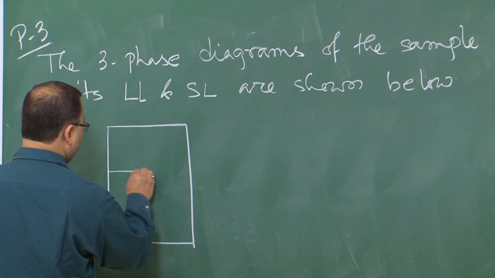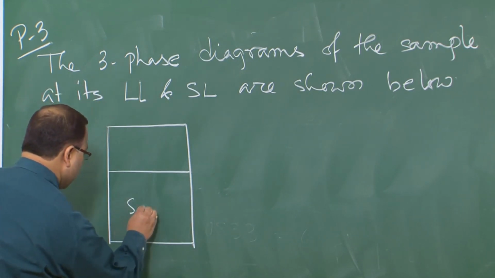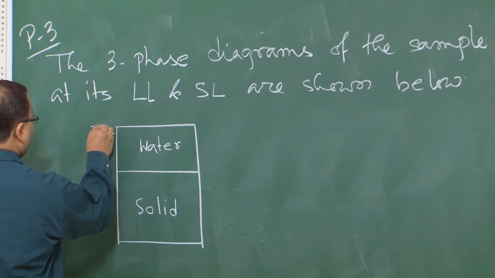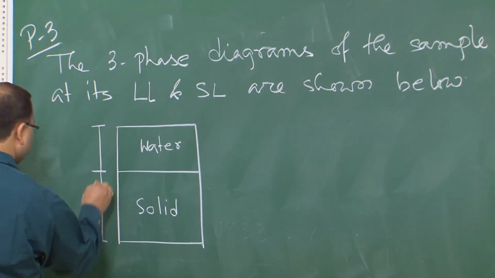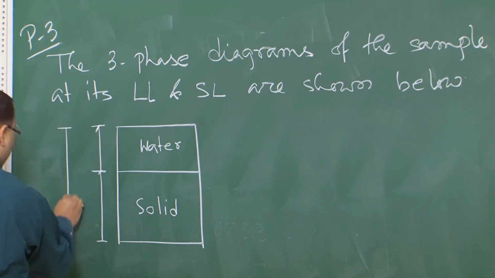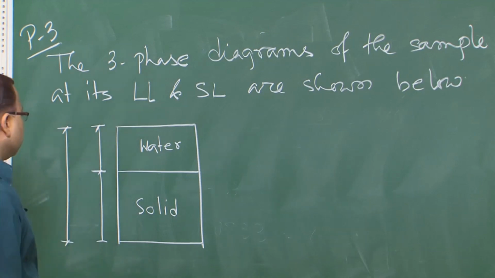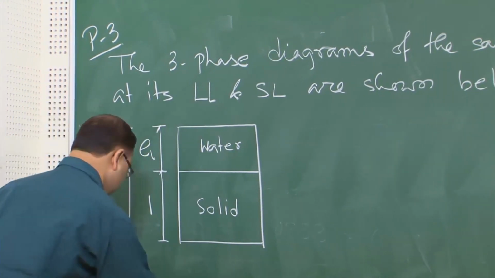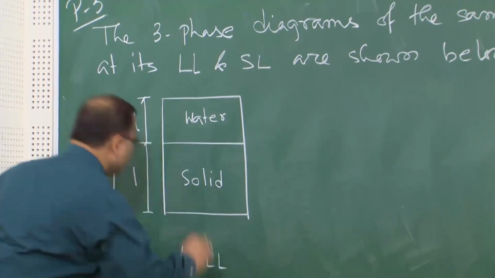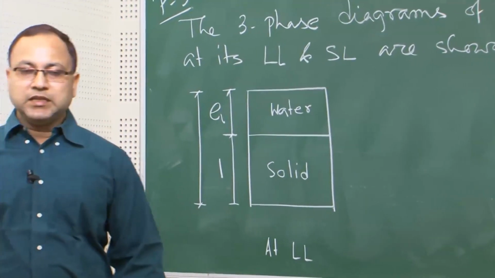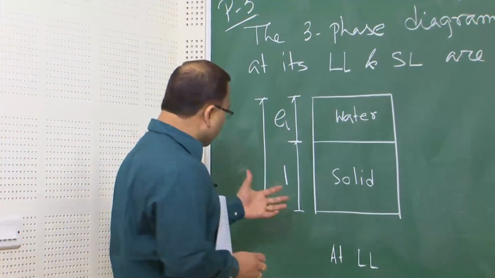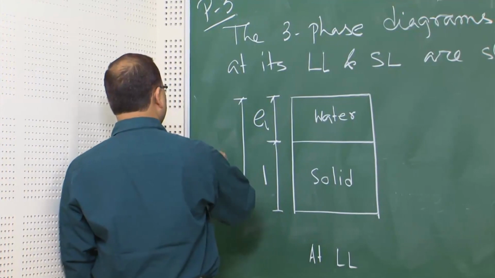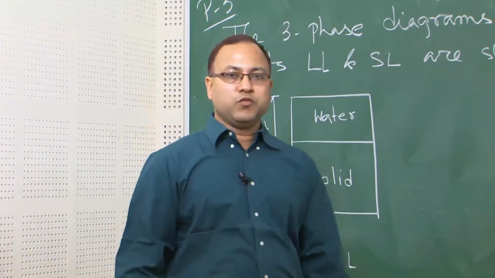This is your phase diagram at liquid limit. We are considering unit volume of soil solid, so 1, and the volume of water at liquid limit, say EL. These are the things we need to find out. We are assuming the soil solid volume is 1 unit, so your total volume will be 1 plus EL.